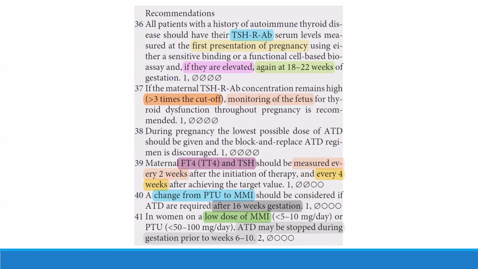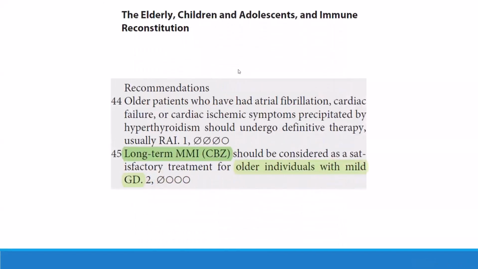Also, in women on a low dose of methimazole, less than 5 to 10 milligram, or propylthiouracil less than 50 to 100 milligram per day, in this situation we can try to stop this antithyroid medication prior to a gestational age of 6 to 10 weeks. And actually, immune reconstitution therapy, we will cover in this guideline.